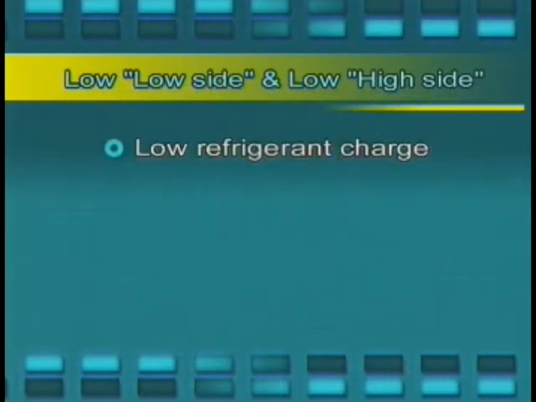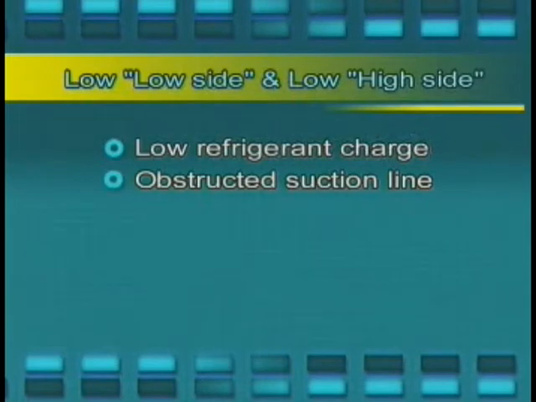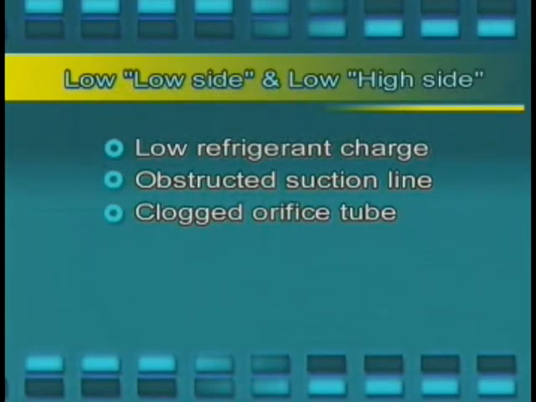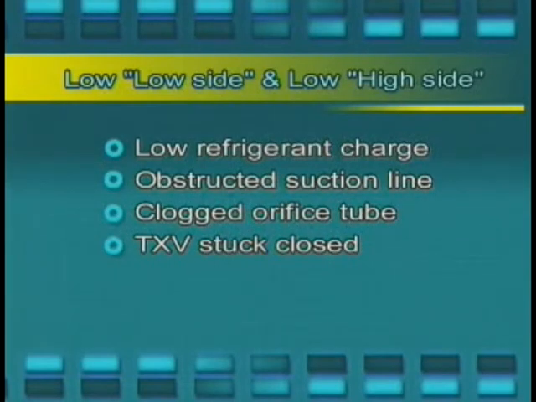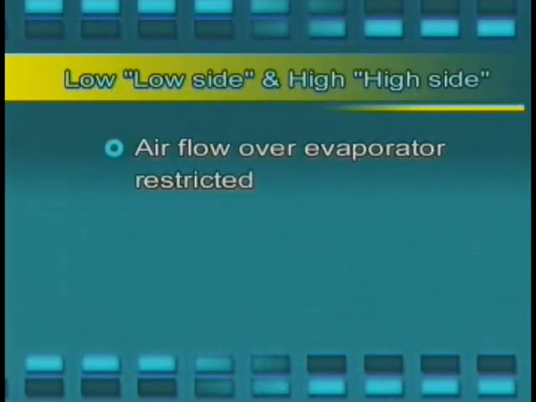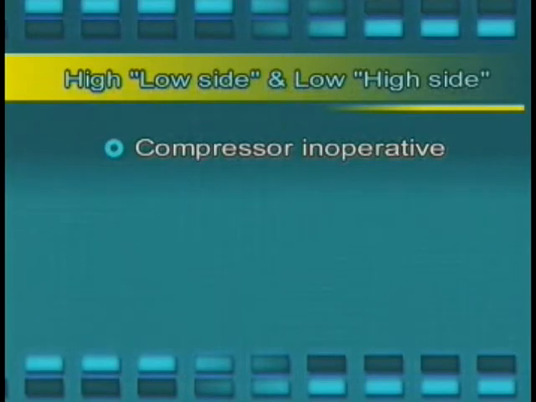If both the low side and high side pressures are low, suspect a low refrigerant charge, an obstruction in the suction line, a clogged orifice tube, or a thermal expansion valve that is stuck closed. If the low side is lower than normal and the high side is higher than normal, the airflow over the evaporator may be restricted. High low-side readings coupled with low high-side readings indicate an inoperative compressor or a compressor with internal damage.